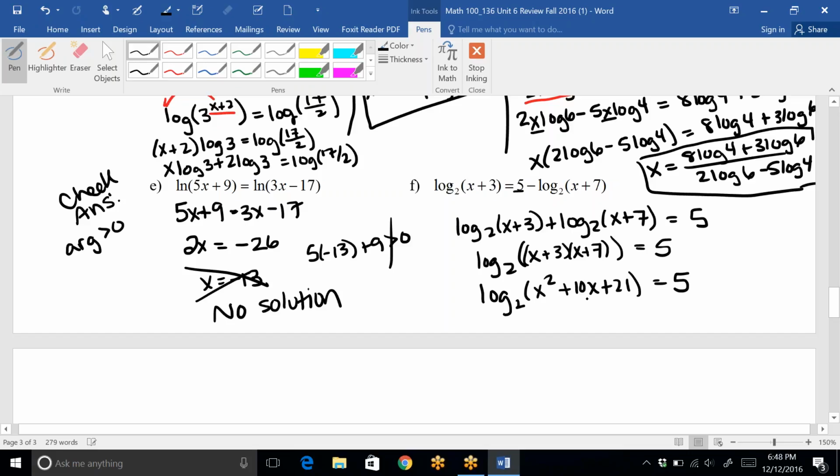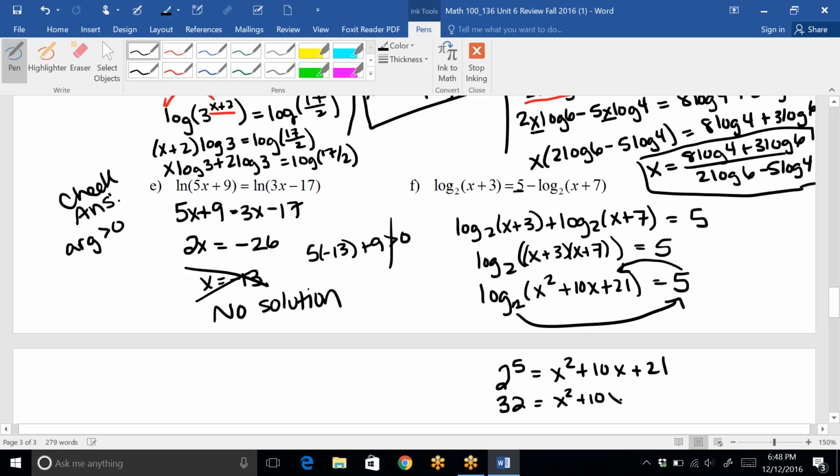Now, you cannot set this equal to 5 because this has a log and this side doesn't. So you have to convert it by doing 2 to the 5th equals all of this. So 2 to the 5th equals x squared plus 10x plus 21. Use your calculator. 2 to the 5th is 32. And if we subtract that over, we get, I believe, negative 11 at the end.